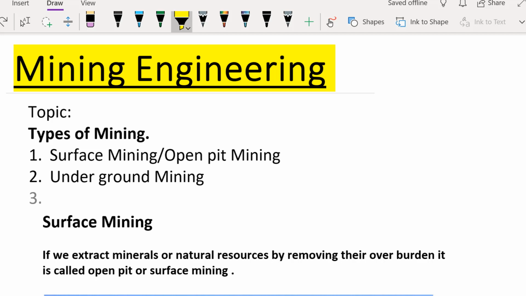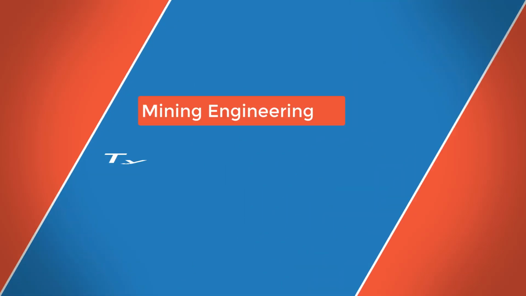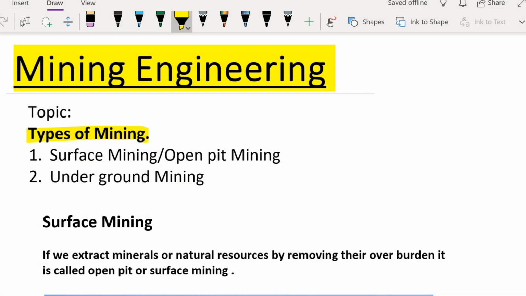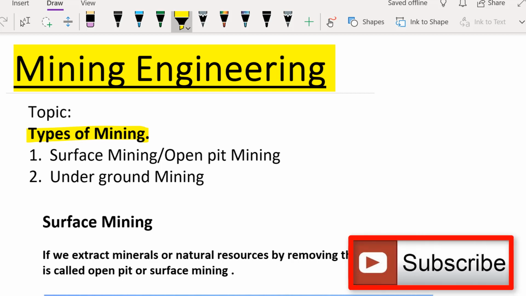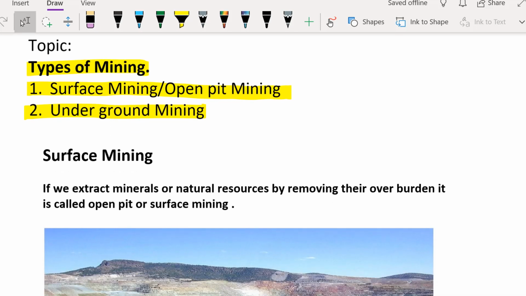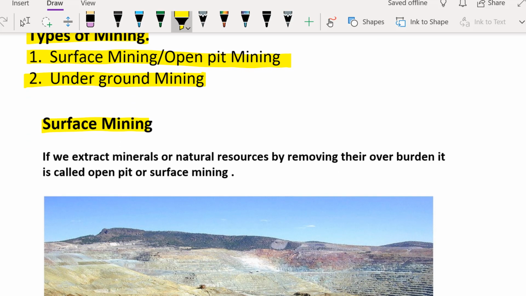Today I'll be discussing types of mining. So basically, to extract the minerals we use two major types of mining method. The very first one is surface mining or open pit mining, and the other one is underground mining. So let's illustrate the very first one, surface mining.